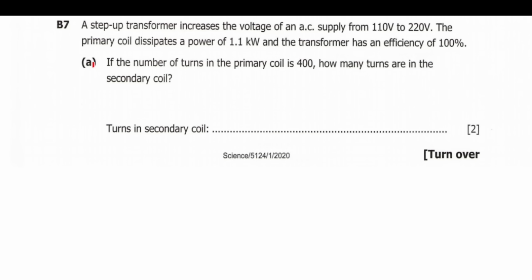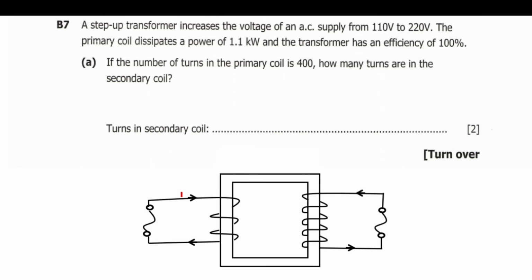Then B7 reads, a step-up transformer increases the voltage of an AC supply from 110 volts to 220 volts. The primary coil dissipates a power of 1.1 kilowatt and the transformer has an efficiency of 100%. Then A, if the number of turns in the primary coil is 400, how many turns are in the secondary coil? So here you should understand how a transformer works.